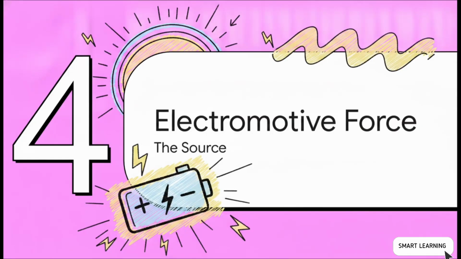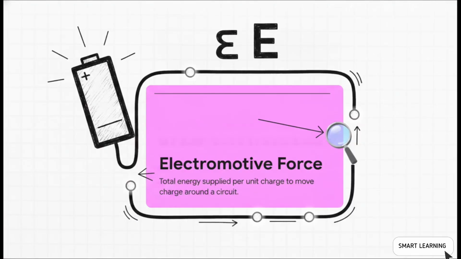All right, part 4, the source, or electromotive force. So this introduces a term called electromotive force, commonly known as EMF, and we represent it with an E, or the Greek letter epsilon. EMF is the total energy supplied per unit charge by a source to move charge around a complete circuit. Now, the absolute key distinction here is total energy for a complete circuit. We are zooming way out to look at the entire capability of the battery itself, not just a random journey between two arbitrary points on a wire.